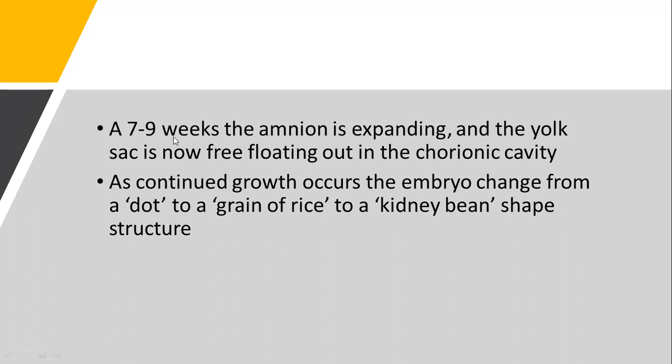I mentioned that the amnion continues to expand, the yolk sac is free floating and is now in the chorionic cavity. And as the growth continues, the embryo changes from a dot to a grain of rice and eventually to a kidney shape, where we can now see the head and the rump. We can clearly define those.